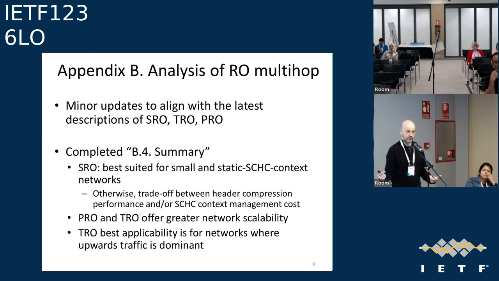And because it's non-storing mode, then there's the need of a source routing header, which may be compressed, but still may incur some additional overhead. So that's why the best applicability would be for networks where traffic is mostly upwards. And also, in that case, the tunnel that we have upwards is a good match.